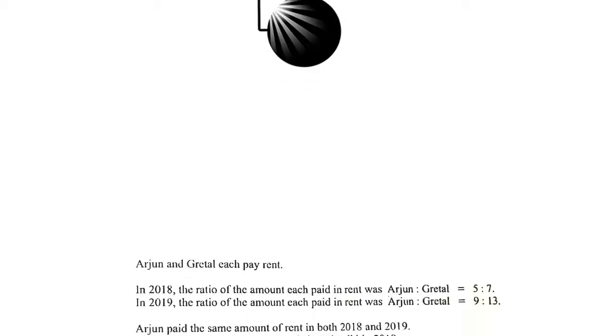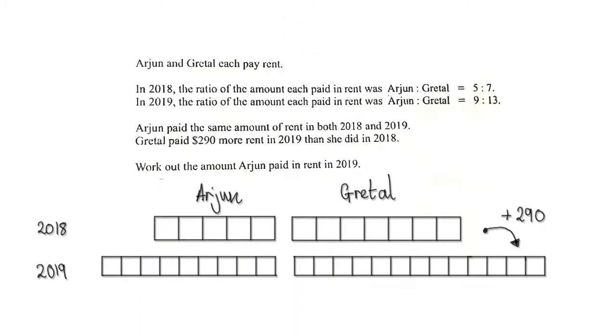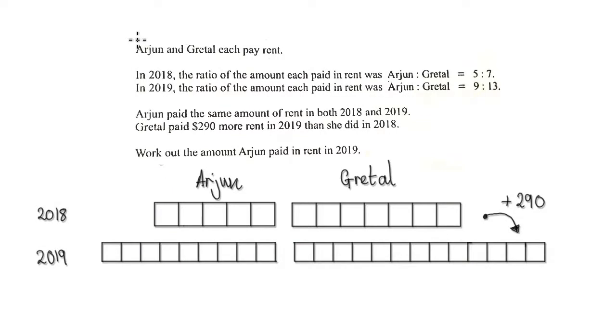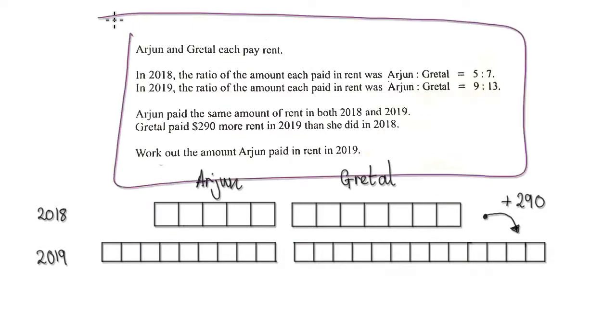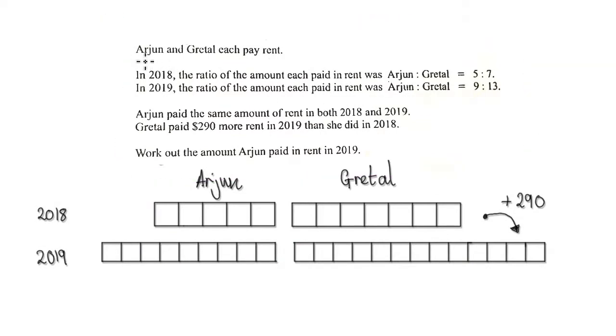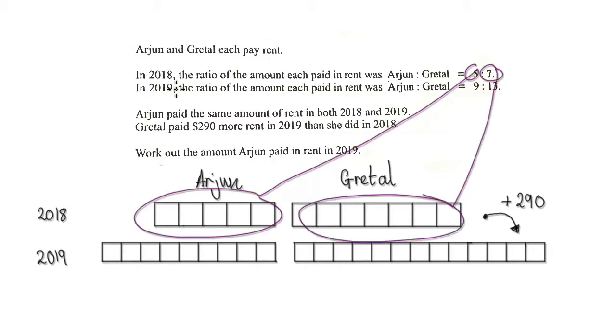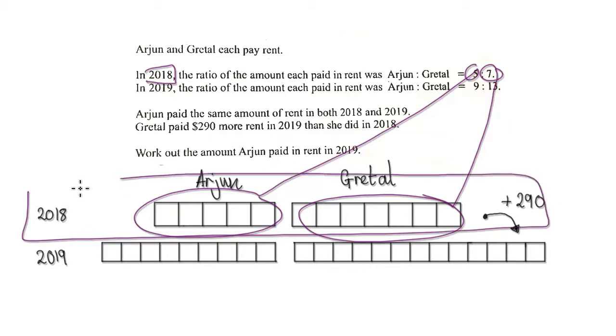Okay, let's give you guys a ratio problem. So pause the video and have a quick read of the question. What it's saying is that Arjun and Gritu are paying rent in the ratio of 5 to 7, and that was in 2018.